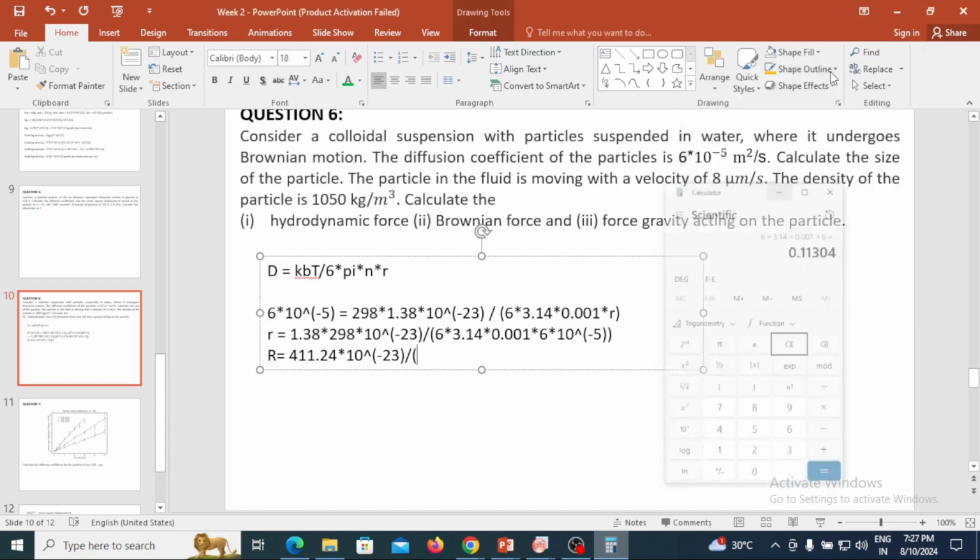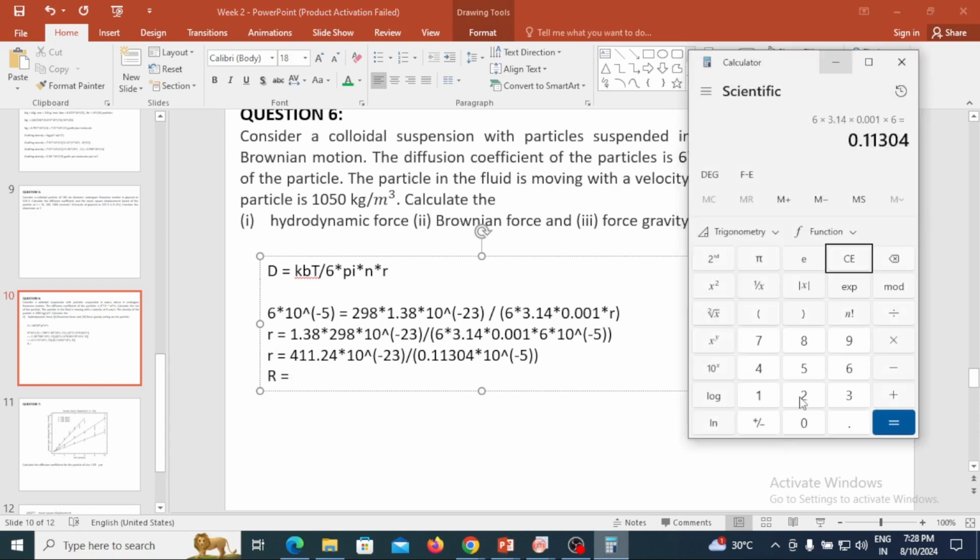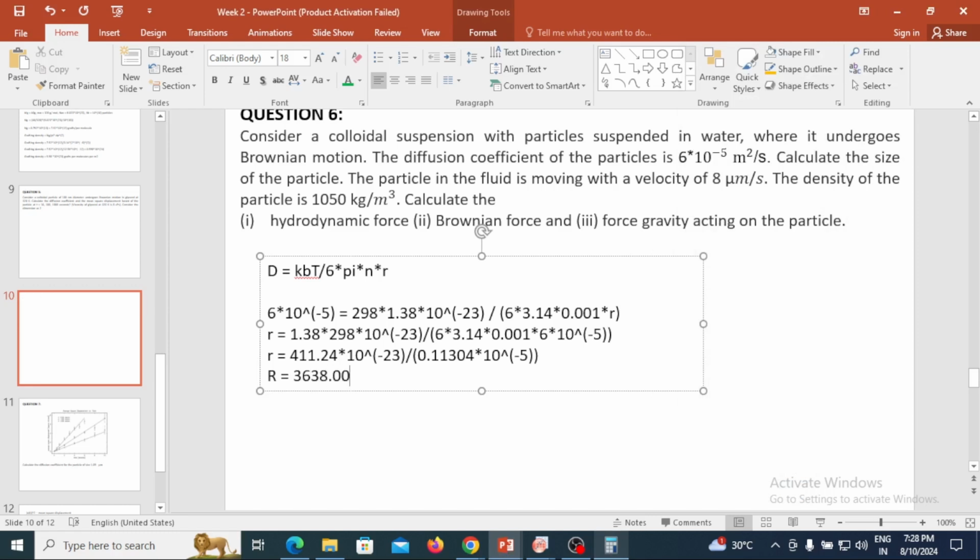This is 0.11304. So the value of R is 411.24 divided by 0.11304, which is 3638.0042 times 10 to the power minus 18, or it can be written as 3.638 times 10 to the power minus 15 meters. So this is the radius, or the size of the particle.